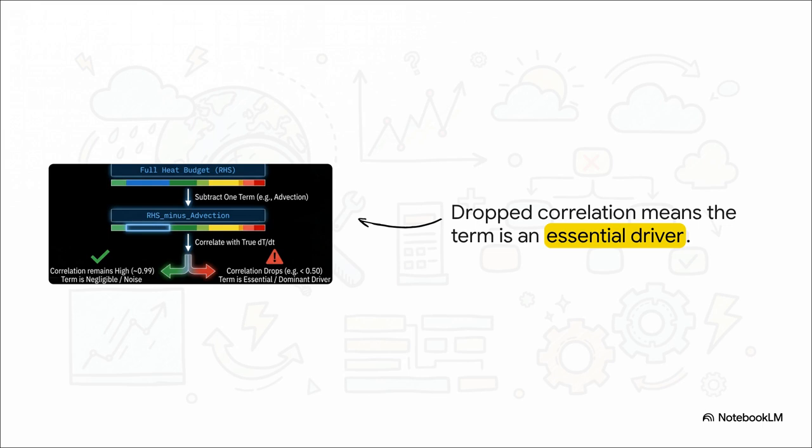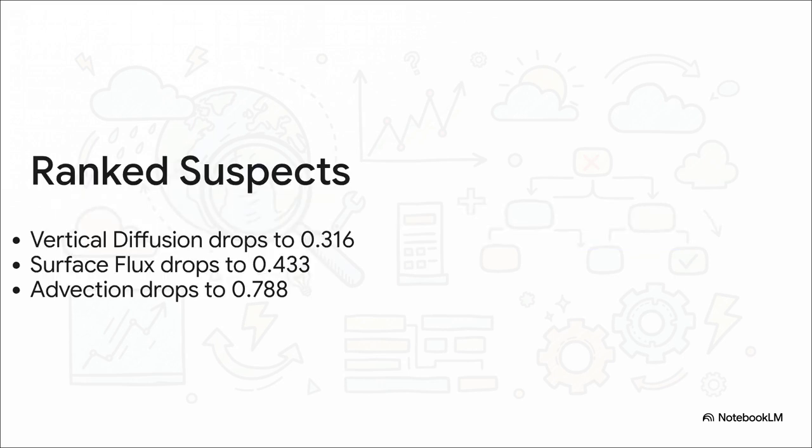If the correlation remains high, say around 0.99, it basically means that specific term was just noise. The system works totally fine without it. But if the correlation plummets into the red zone, well below 0.50, alarm bells ring. You have found a term that is absolutely essential to the temperature change. And the interrogation results were super striking.